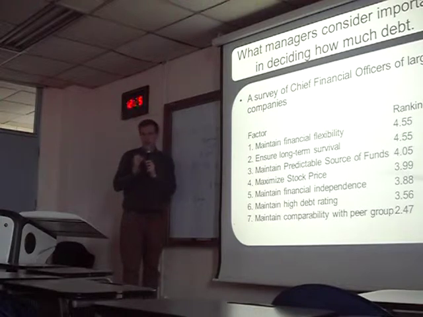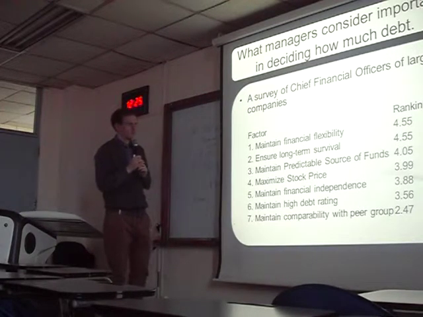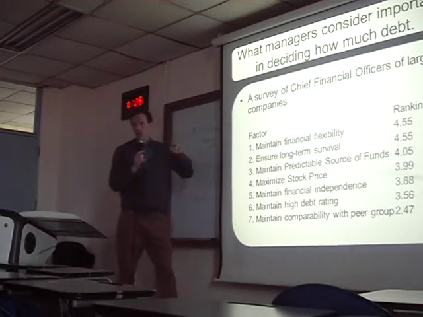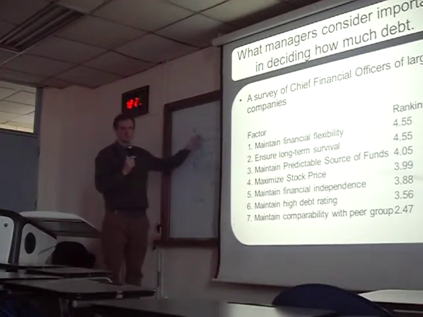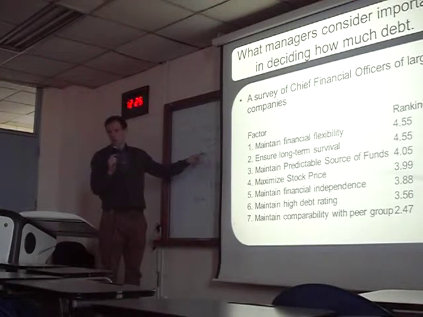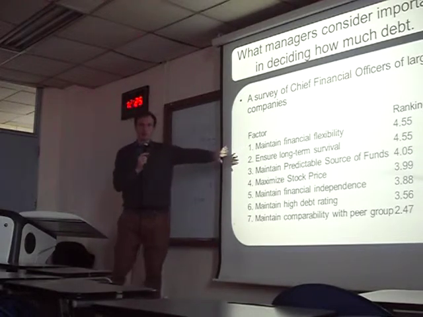The bank can come in and take all of our assets, like the kitchen and the chairs and the tables, okay, and sell them and get their money back. We're bankrupt. Do you understand? So this is ensuring long-term survival. If we have too much debt, we can't be sure we're going to survive because we have to be sure we can make the interest payment. Okay?